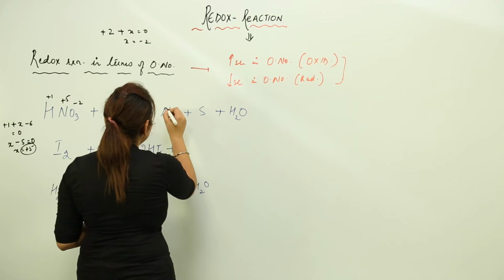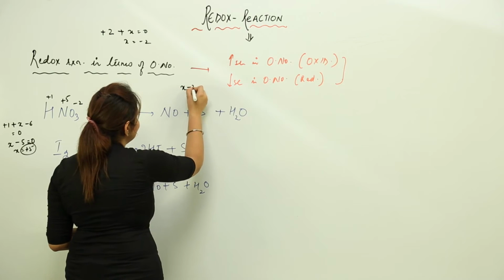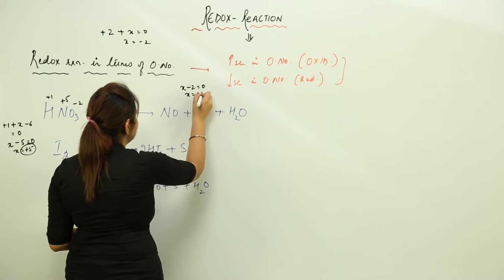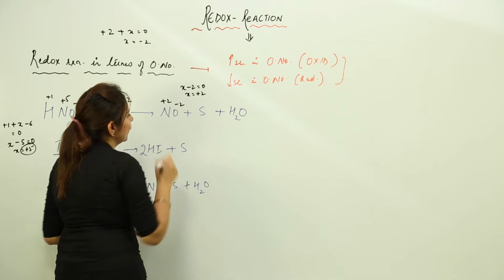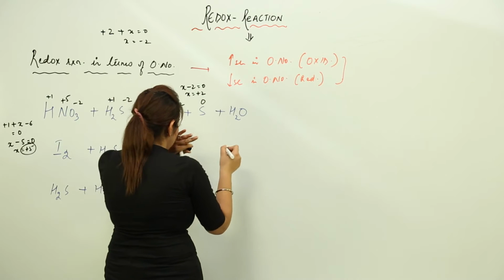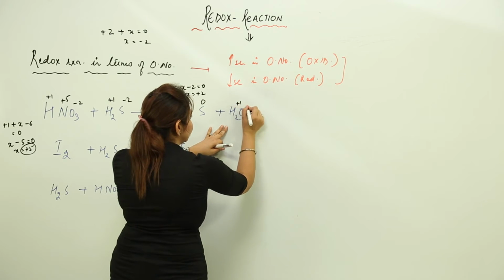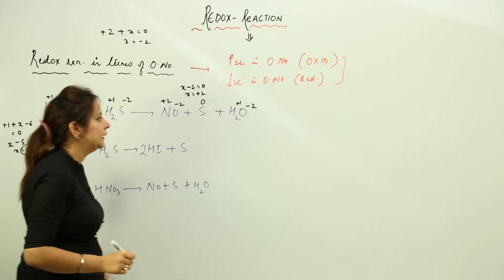For NO, again let's find for N. O we know is minus 2. So x minus 2 is equal to 0, and x is plus 2. For sulfur, it is in the elemental state, so obviously 0. And for water, hydrogen is plus 1 and oxygen is minus 2.